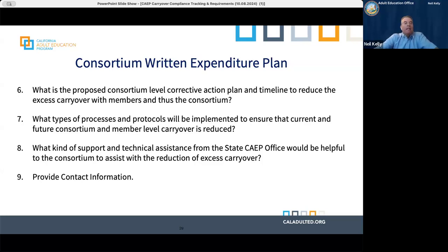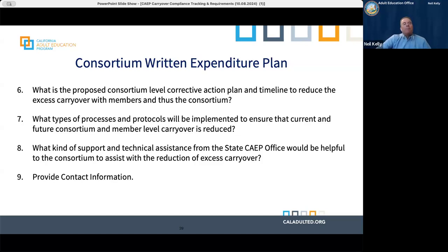And that could be something that you share with question number 6, because everyone's working through the budget and work plan. It's not due to be certified until the end of October. So you do have an opportunity there to use that budget and work plan as a way to show the timeline and maybe the corrective action of reducing that excess carryover.